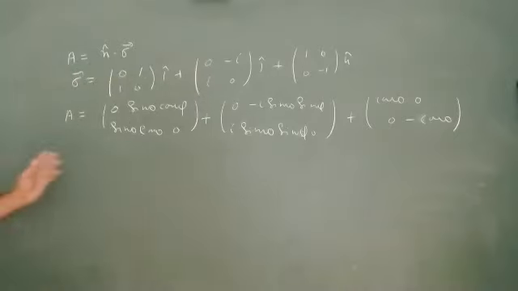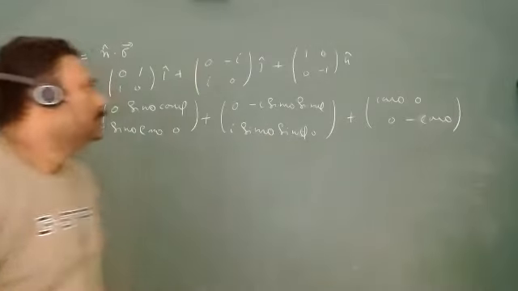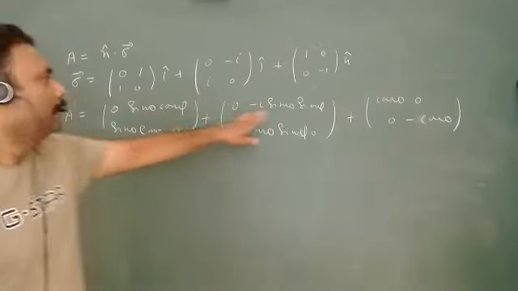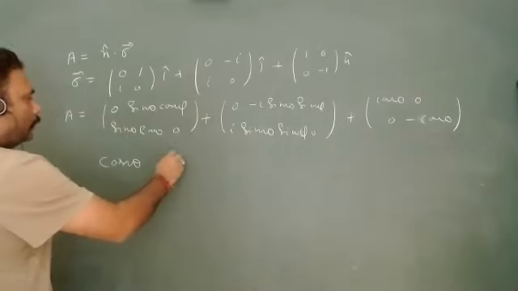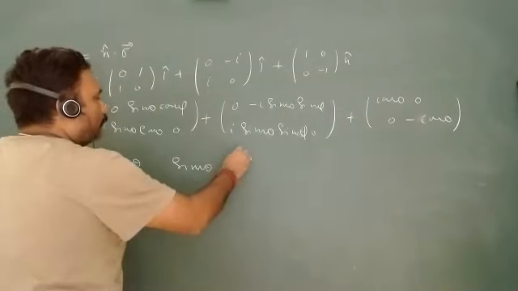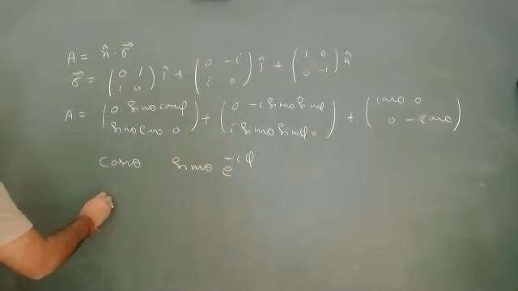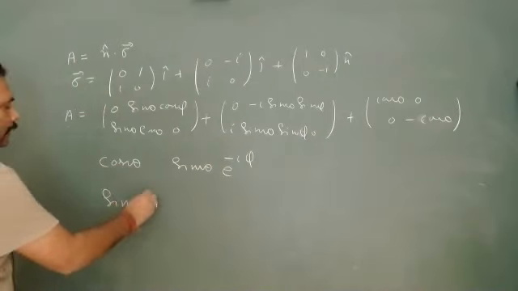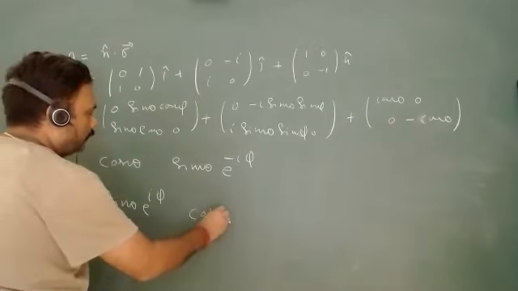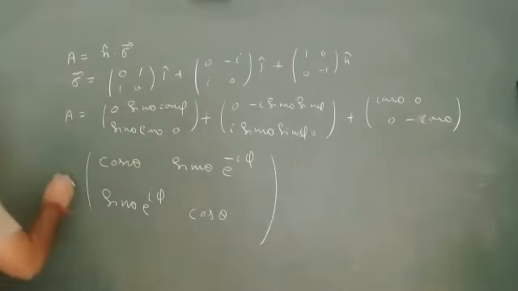The diagonal terms remain the same, so you have cos theta, and in the off-diagonal terms you can take sine theta common, and you have cos phi minus i sine phi, so e to the power minus i phi. Here again you have sine theta e to the power i phi, and this entry will be minus cos theta. So this is your A matrix.